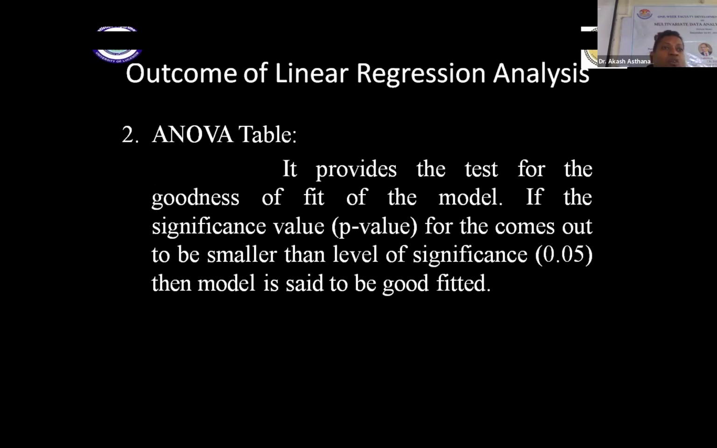Second one is the ANOVA table. R square tells how much percentage of variation our model is predicting. ANOVA table tells whether our model is fitted well or not. It is a concept of testing of hypothesis. We take the null hypothesis that our model is not fitted well, that means all the beta coefficients are equal to 0, against the alternative hypothesis that our model is fitted well, that means at least one beta coefficient is different from 0. If the significance value, or you can say the P value, comes out to be smaller than 0.05, then we say that our model is fitted well.